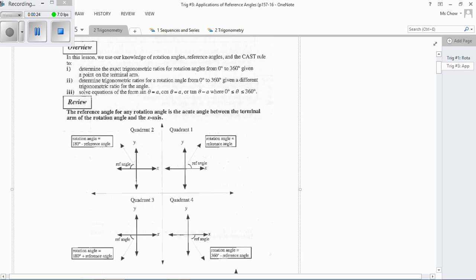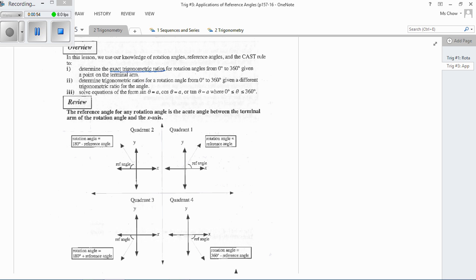The key thing that I want to highlight is that you're looking at the exact trig ratios. That means I do not want to see any decimals whatsoever. We're going to frequently see some radicals, which you will recognize as being irrational numbers. That means they are non-terminating, non-repeating decimals, so if you write them out as decimals, they are no longer exact values.